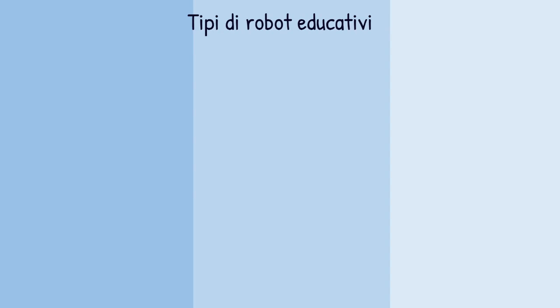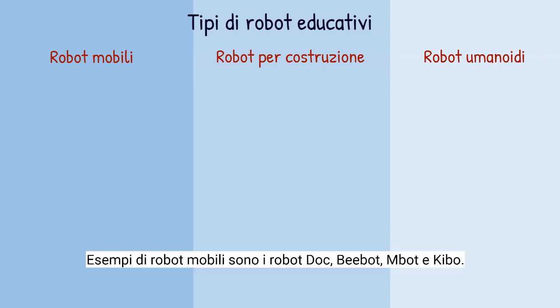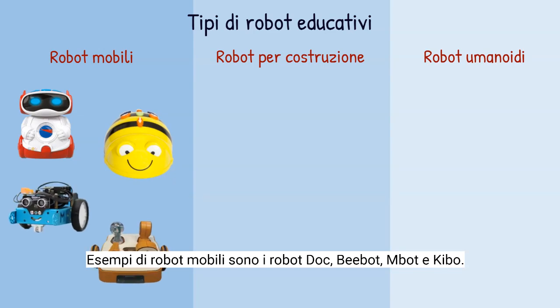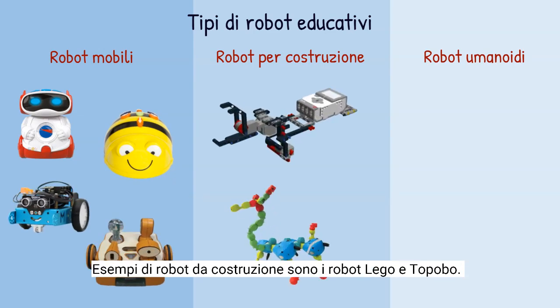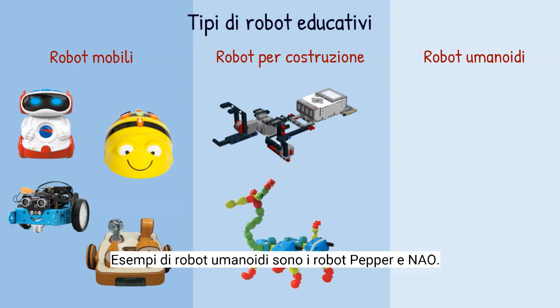There are three types of educational robots. These are ground robots, construction robots and humanoid robots. The examples of ground robots are Doc, Bbot, Mbot, and Kibo robots. The examples of construction robots are Lego and Topobo robots. The examples of humanoid robots are Pepper and Nao robots.